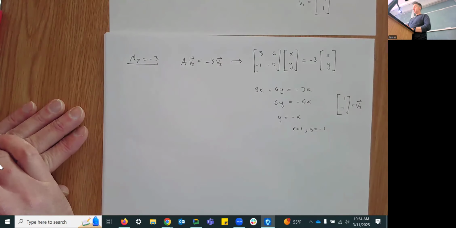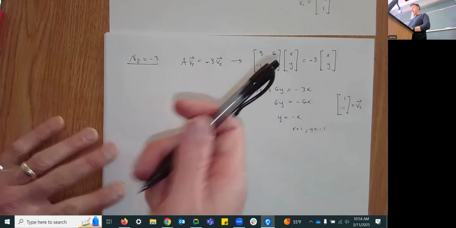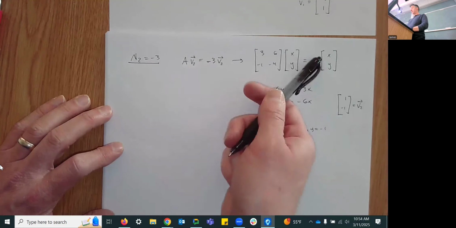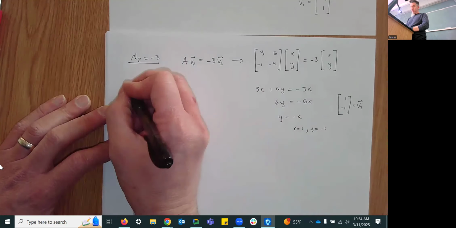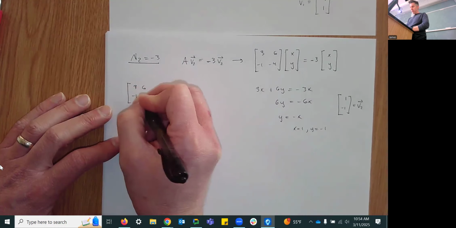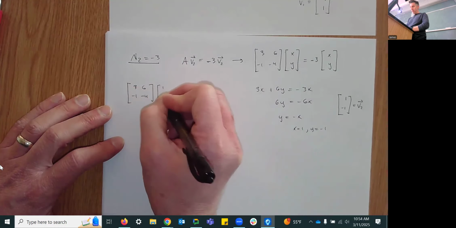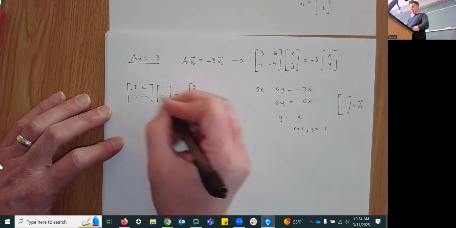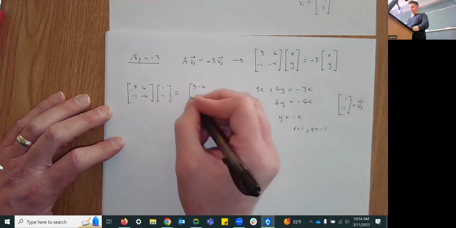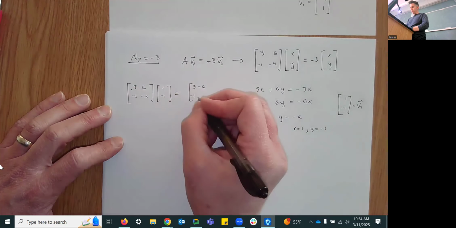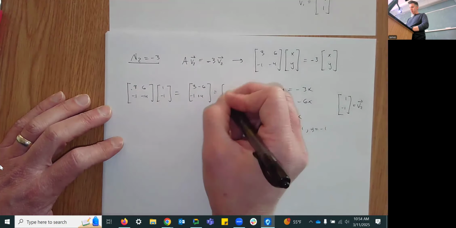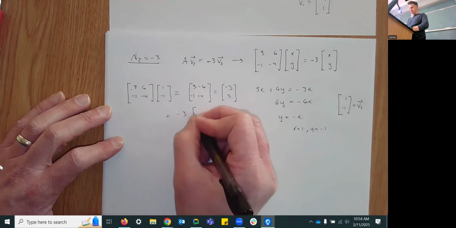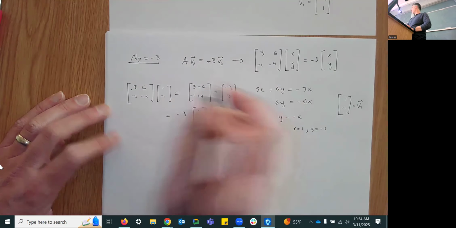You don't have to check this, but it should be true that the matrix multiplied by this vector is a multiple of that vector, specifically -3 times that vector. Let's check it just to be sure. You take your matrix, 3, 6, -1, -4, multiplied by 1, -1. You get back 3 times 1 plus 6 times -1, and then you get -1 times 1 plus -4 times -1, which is equal to -3, +3, which is exactly -3 times the vector we started with. So it works.